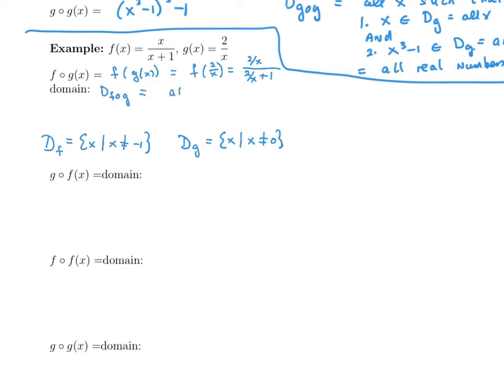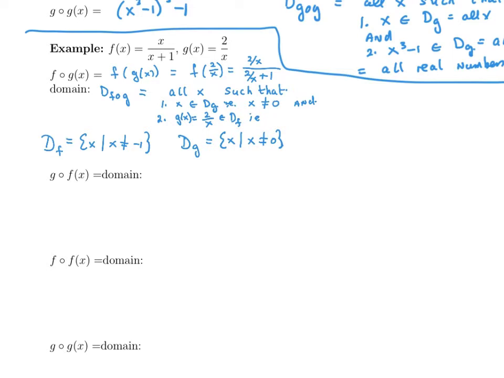Well, that's all x values such that, number 1, x is in the domain of g. We first have to calculate g of x. That is, x is not equal to 0. And secondly, g of x, which is 2 over x, is in the domain of f.